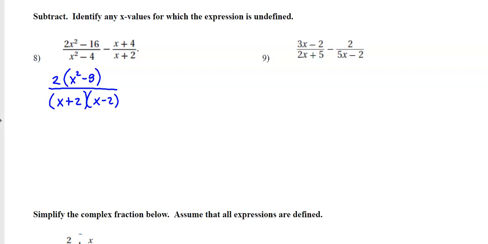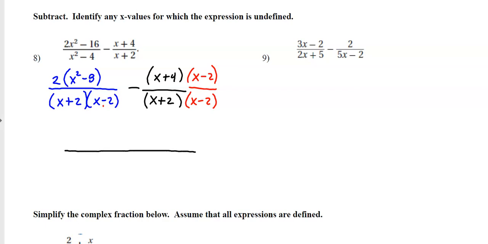And then we take away an x plus 4 over an x plus 2. Notice what we're missing. We are missing this x minus 2 in the denominator. So I'm going to multiply this side by x minus 2, multiply the top by x minus 2. So let's work this whole thing out. It looks like I really didn't need to factor out that top because nothing's going to end up canceling with it. So I'm going to rewrite that back as just 2x squared minus 16.